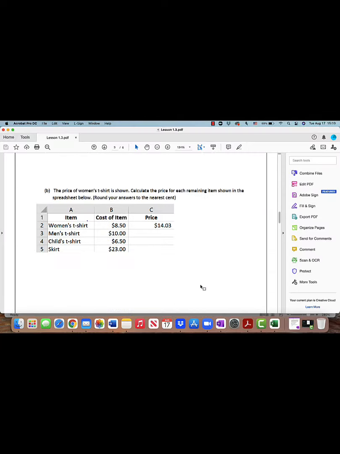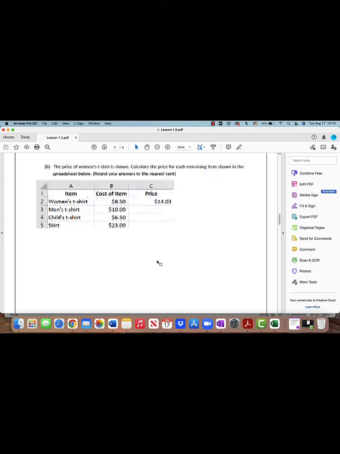All right, it says that the price of the woman's t-shirt is shown. Calculate the price of each remaining item. We've done it already, okay? So we already did it by dragging. You can also do this using a calculator, whether using Eduardo's method or Paula's method. Add up 65% and make sure you write down the answers for each of these items.